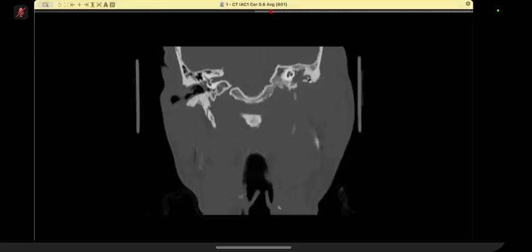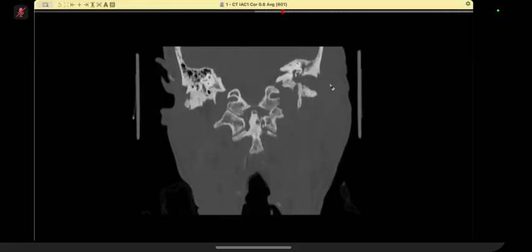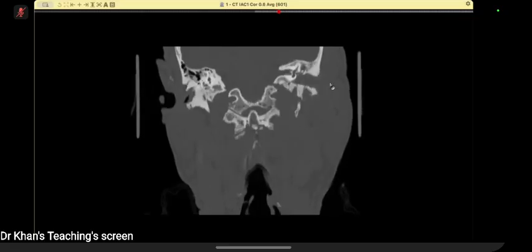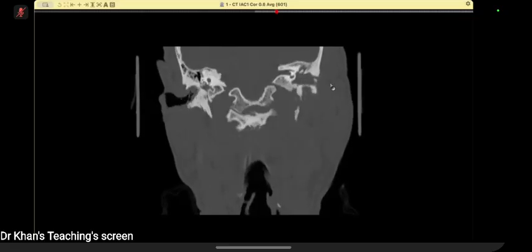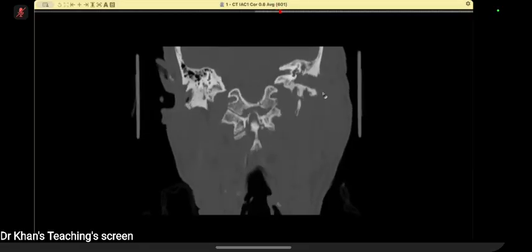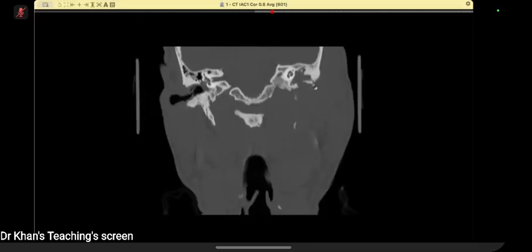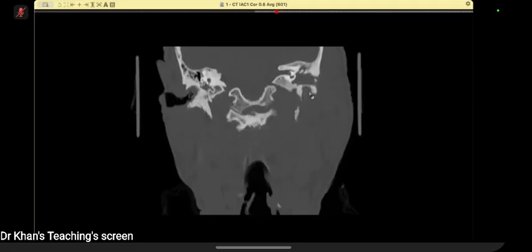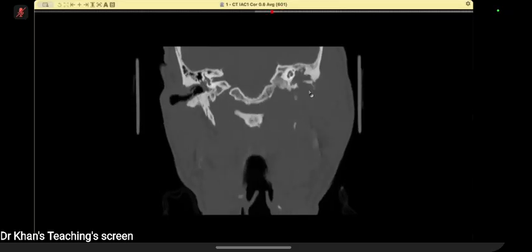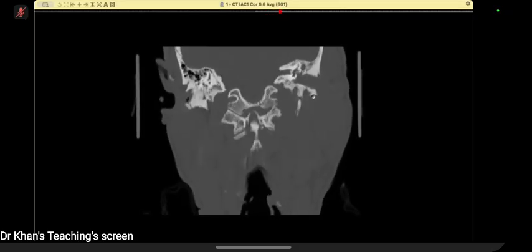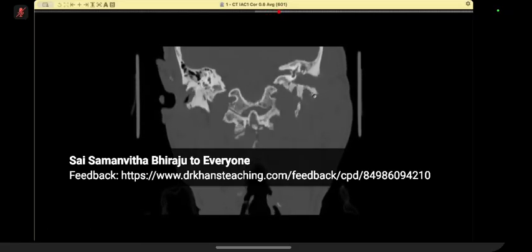The ossicles are fine. So in head and neck, the main thing is what is the epicenter of the lesion. And you can see that this is the external auditory canal, which is gone. And this is also completely opaque. Compare it with this side. But the epicenter is the external auditory canal. So this is what we call malignant otitis externa.